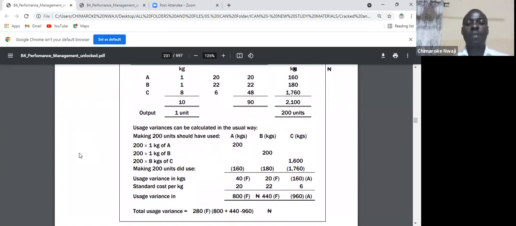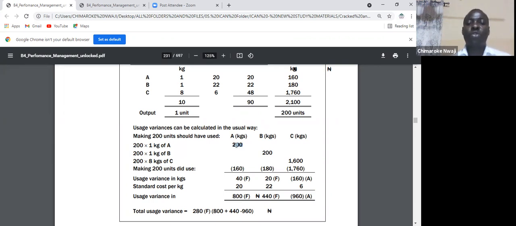We have in material A, if you are to spend 1 kilogram making 1 unit, now, when you are to make 200 units, it means that you are going to spend 200 kilograms.